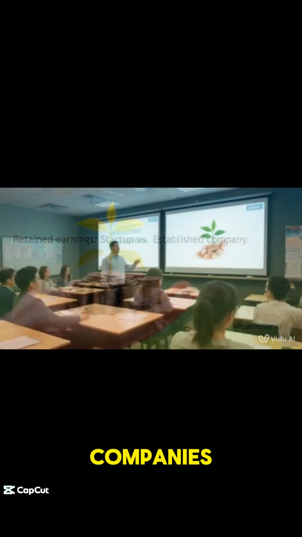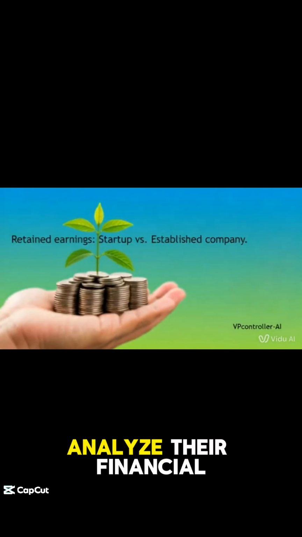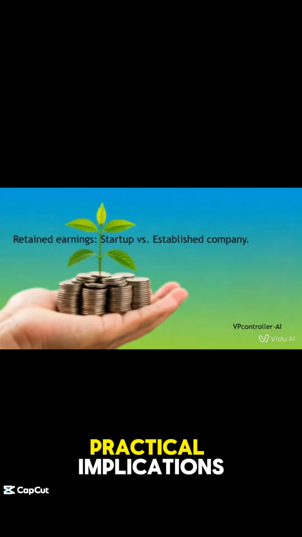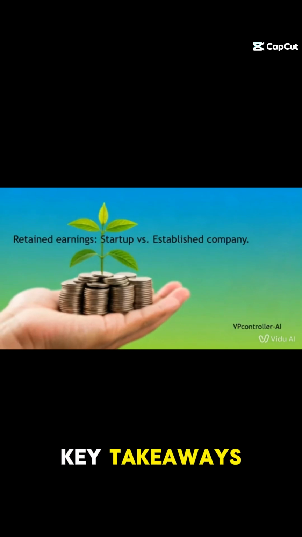Publicly traded companies. Choose examples from different industries like Amazon, Google, and Coca-Cola. Analyze their financial statements and discuss their significant retained earnings figures and how these relate to their strategic investments and growth initiatives. Practical implications. Explain how investors and stakeholders use retained earnings data to assess a company's prospects and potential for generating long-term value. Key takeaways.